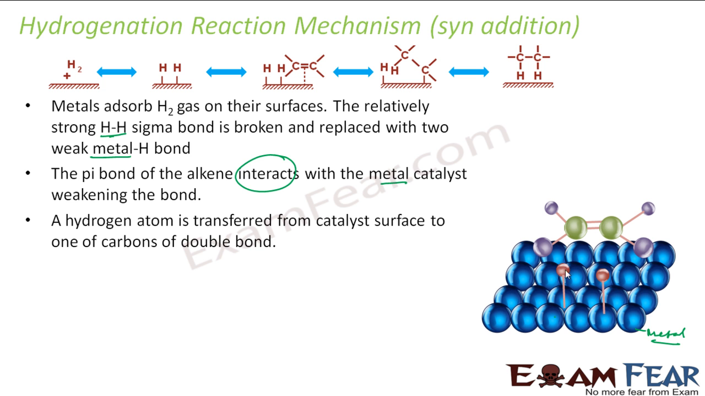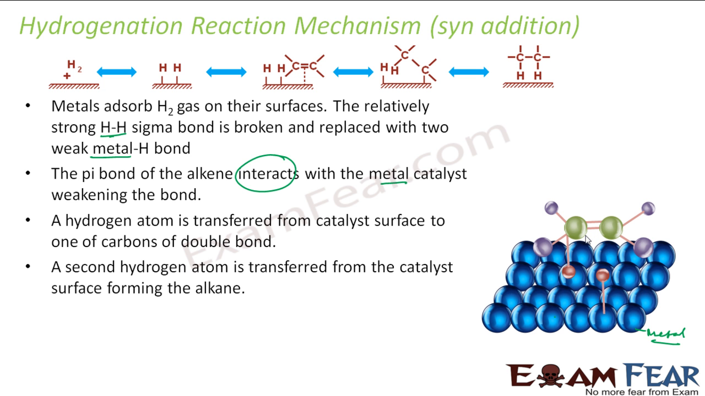Now what happens is the hydrogen is transferred, since this bond is weak now and this bond is also weak now, so this carbon wants more hydrogen, right? Because this bond is weak. So hydrogen is transferred from the catalyst to one of the carbons of the double bond. One hydrogen will be transferred to this carbon, correct? And this bond is almost gone now, right? Now the second hydrogen will also be transferred from the catalyst surface to the alkene.